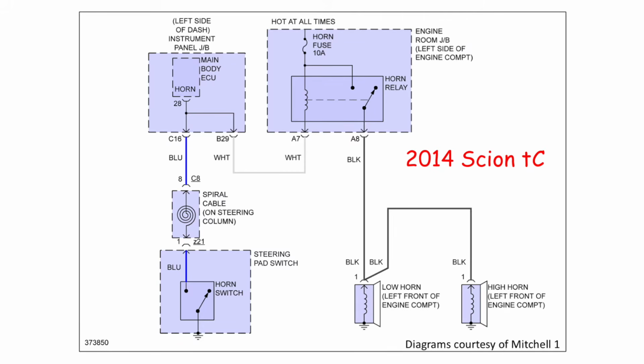Now let's take a look at a simple block diagram. Block diagrams are designed to make reading the schematics a lot easier, but they have their disadvantages. They're built off the OEM schematics, and they only include the components and wiring that make up the specific circuit that you're working on. This example is the horn circuit on a 2014 Scion TC.